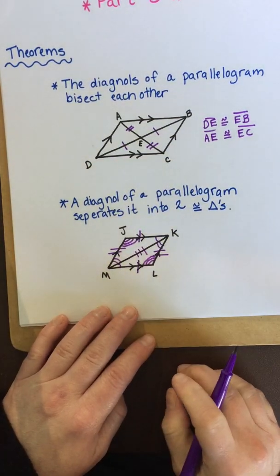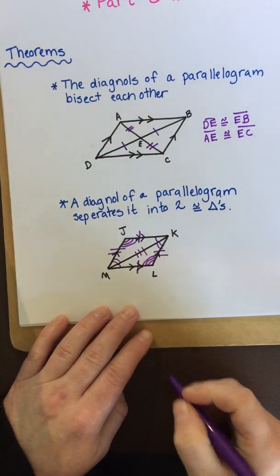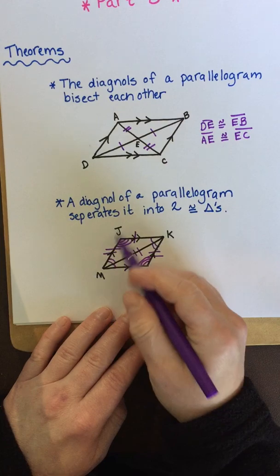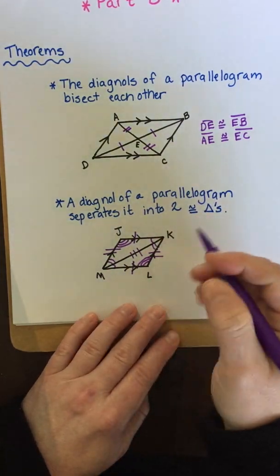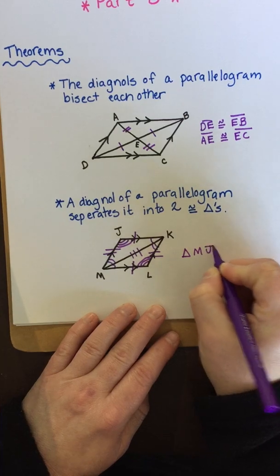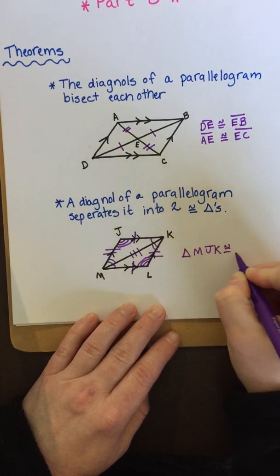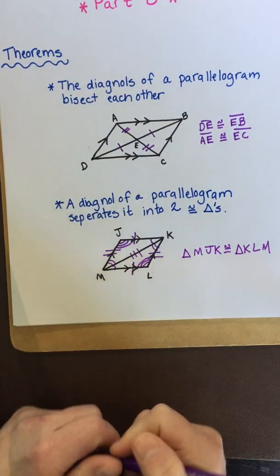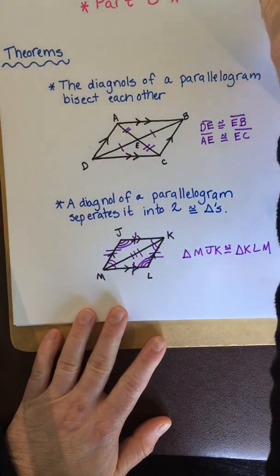So there's various theorems you could use to say that those two triangles are congruent. We got side, angle, side. We could use side, side, side, angle, side, angle. Either way, we can say that triangle MJK is congruent to triangle KLM. Okay, let's do some examples using this first theorem particularly.